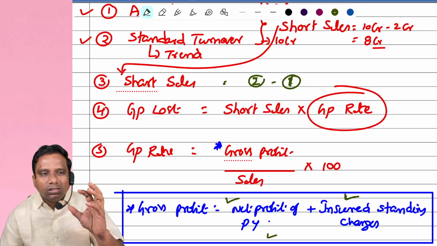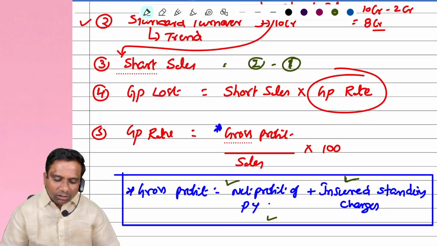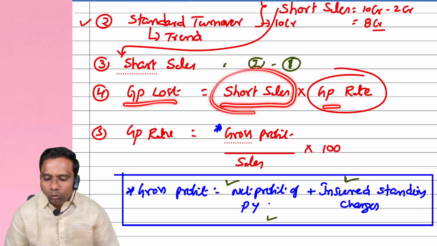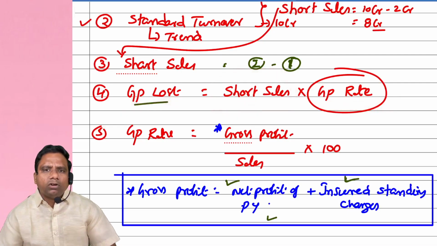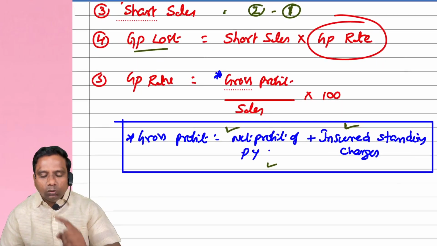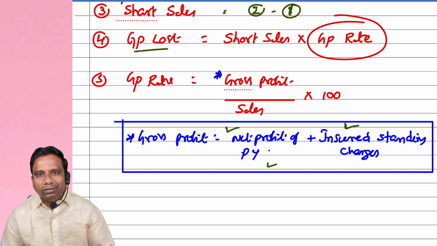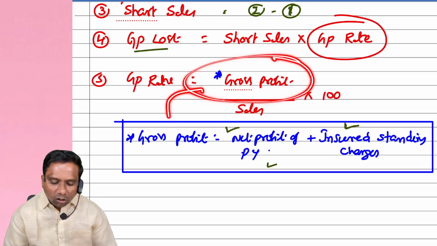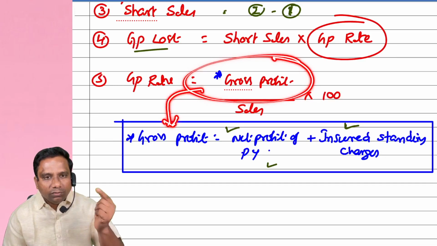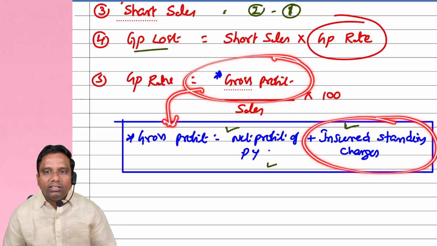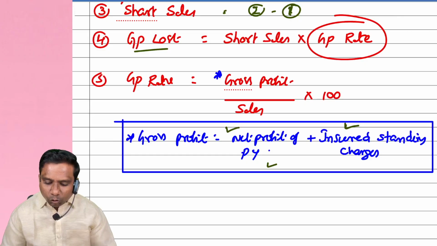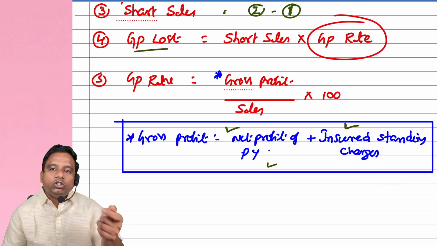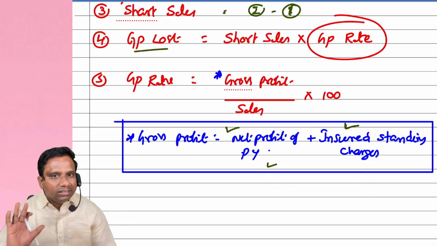On this turnover, how much profit did you lose? Here we call it gross profit. So gross profit lost is equal to short sales into GP rate. Normally, what's the formula for GP rate? GP rate is equal to gross profit by sales into 100. Here, in this particular calculation, gross profit means net profit of previous year plus insured standing charges. In the problem you should identify the net profit of previous year plus the insured standing charges. Is it clear, students?